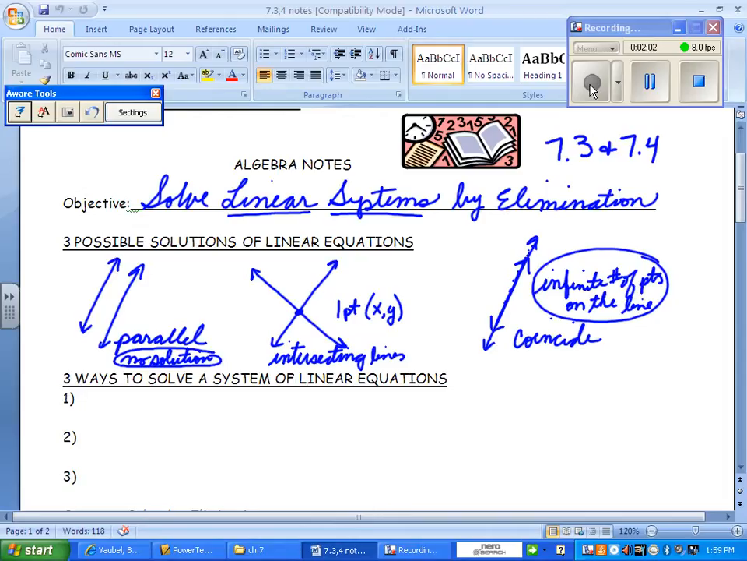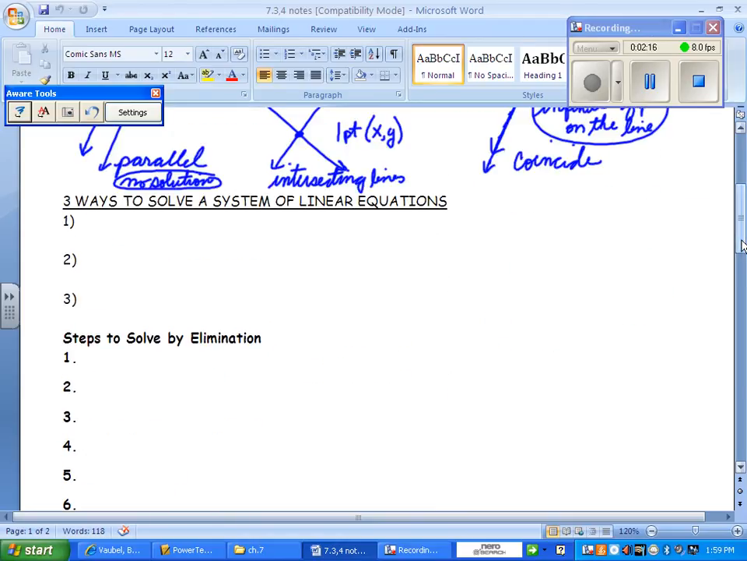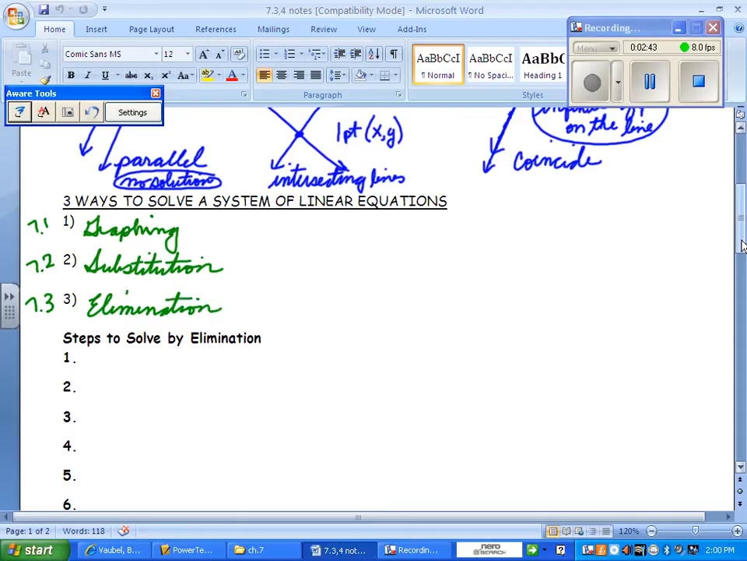Okay, so those are three pictures how the lines intersect. They'll be parallel, no solution. They intersect as one solution. And if they coincide, there's an infinite number of points on the line as your solution. Okay, today we'll be going through the third method. And so far, this is 7.1. You did graphing. And 7.2, you did substitution. And today is 7.3 as well as 7.4, and this is elimination. So this is the one we're doing today.